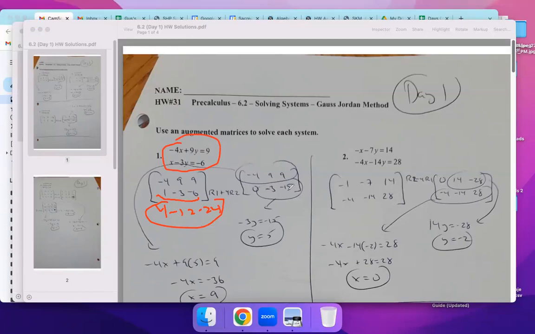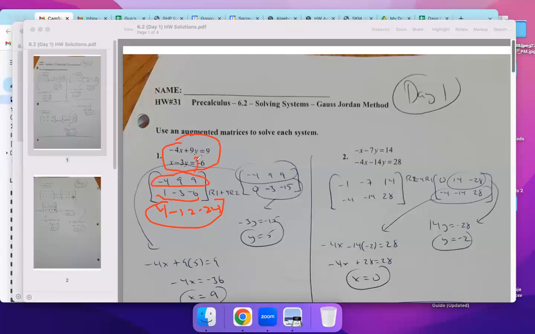At this point, you have enough to actually start solving for one of the variables. Because when you have 0, -3, -15, it means you have 0x minus 3y equals -15. So the x goes away because you have a coefficient of 0 for it. y would be 5. Once you get that, then you have the top row, which is yet another equation. I mean, obviously, it's the one that we had originally. And yeah, you just do -4x plus 9 times 5 equals 9. Work it out. You get x equals 9.